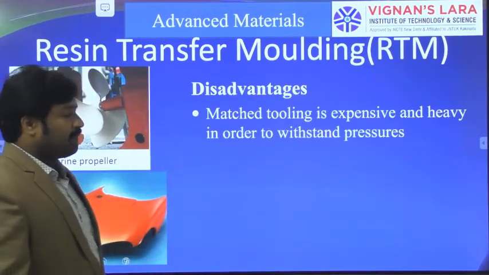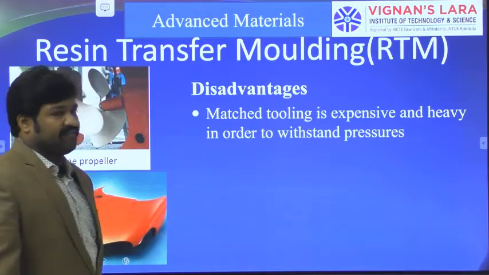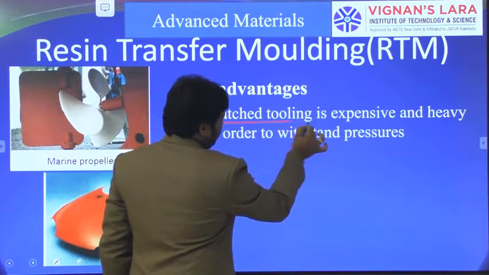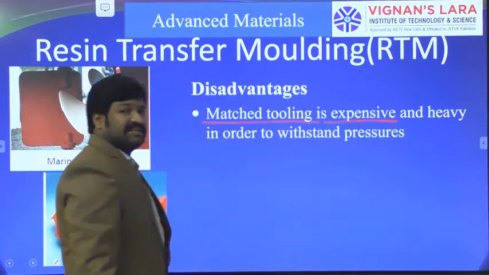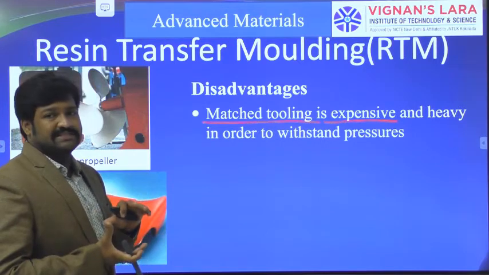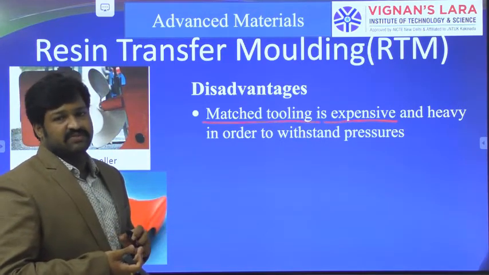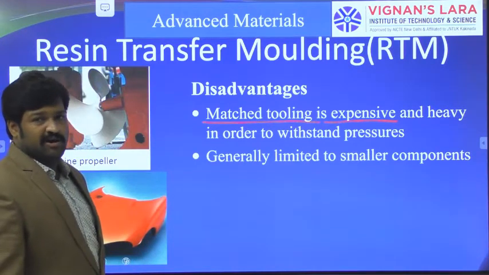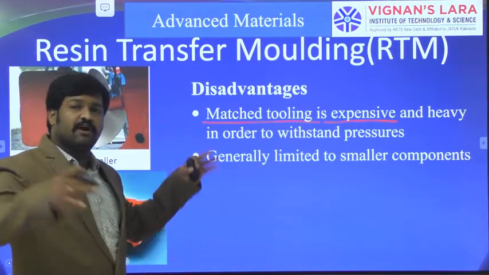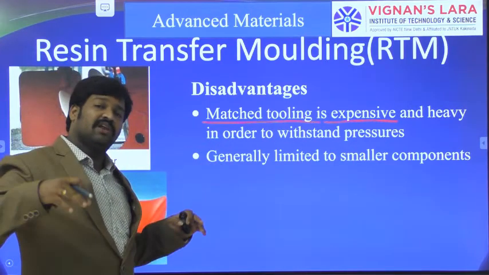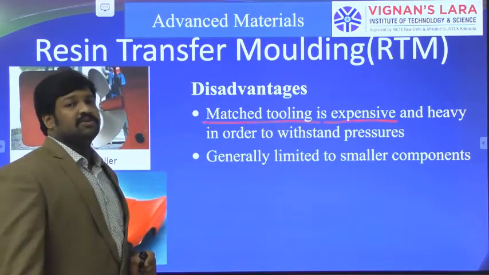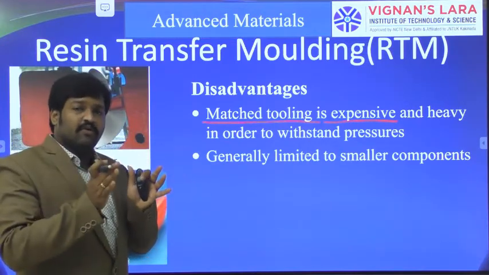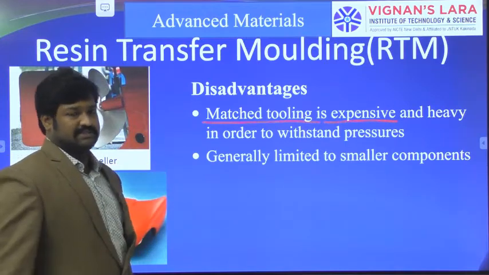Next, disadvantages. Matched tooling is expensive and heavy in order to withstand pressures. So the tooling cost is very high. As we discussed, here we use two dies, the bottom surface and top surface, so the cost of these dies is high. Next, generally limited to small components. As we discussed, if the size of the component is high, then the tooling cost will also be high. So to reduce the cost of our fabrication, we are using only small parts by means of this process.